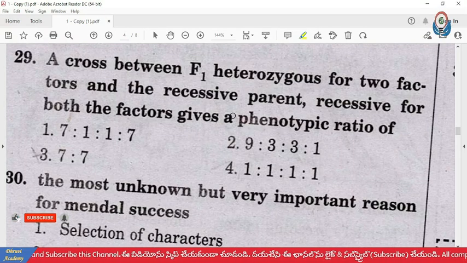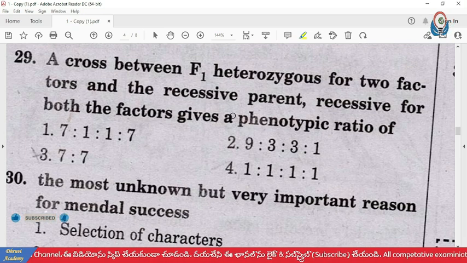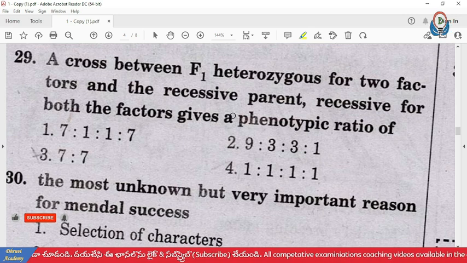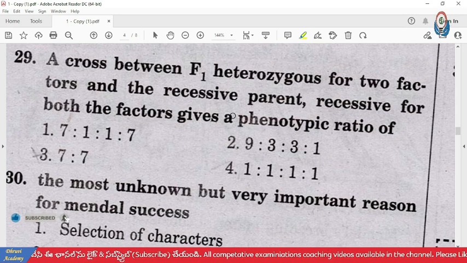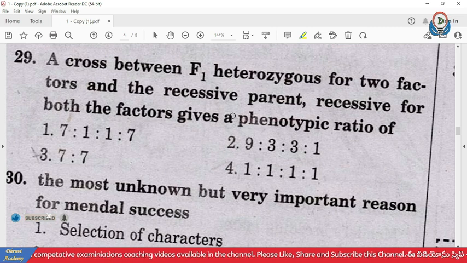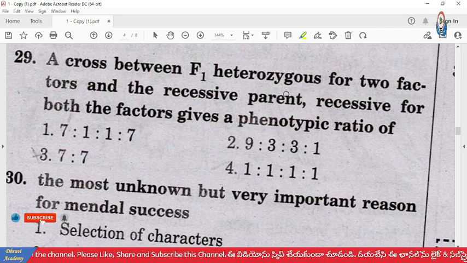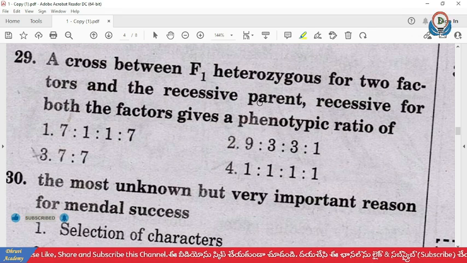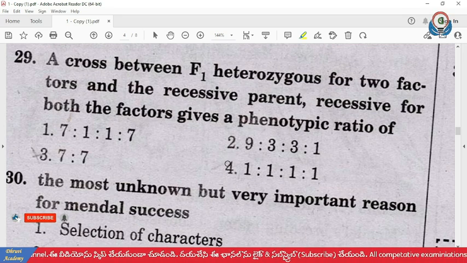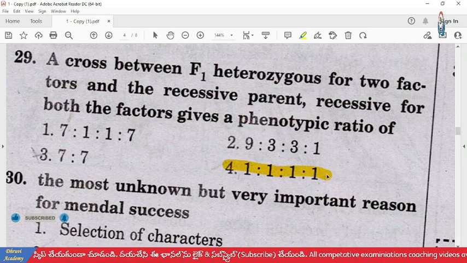Next, a cross between an F1 heterozygous for two factors and the recessive parent, recessive for both the factors, gives a phenotypic ratio of: is it 7:1:1:7, or 9:3:3:1, or third, 7:7, or the fourth one, 1:1:1:1, which is the correct answer. The cross between an F1 heterozygous for two factors and the recessive parent, recessive for both factors, gives a phenotypic ratio of 1:1:1:1. This is the right answer.